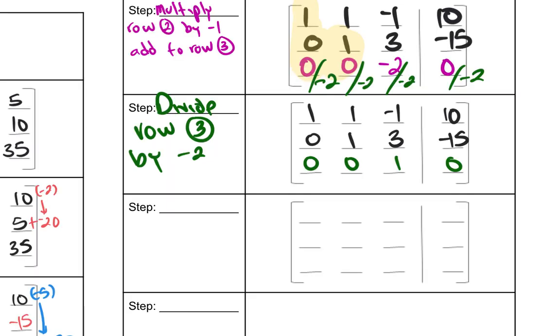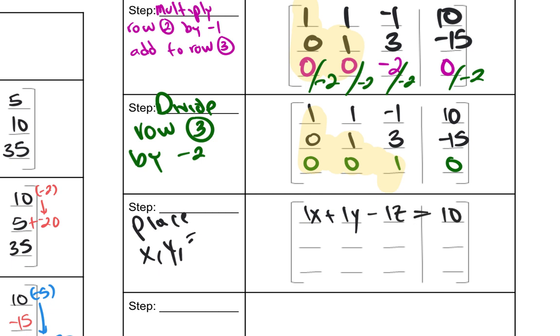Now that we've completed the goal, all numbers are in the correct spot. We're going to place the letters back in. Place X, Y, and the equal sign back where they go. So this is 1X plus 1Y minus 1Z equal to 10. I don't really need the zeros. So this is 1Y plus 3Z equal to -15. This is 1Z equal to 0.